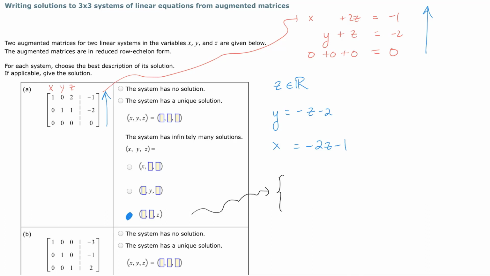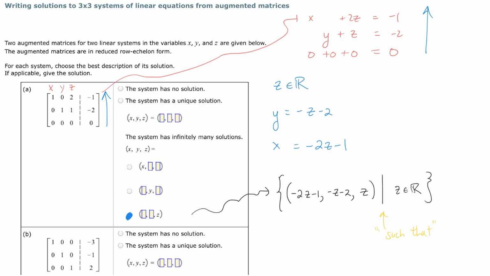The solution set is going to be the set of all ordered triples such that the first component is negative 2z minus 1, comma, the second component is negative z minus 2, comma, and then the third component is z, such that z is in the set of real numbers. In other words, there's an infinite number of solutions here. Remember, how do you read that vertical bar? That's "such that" in set builder notation.